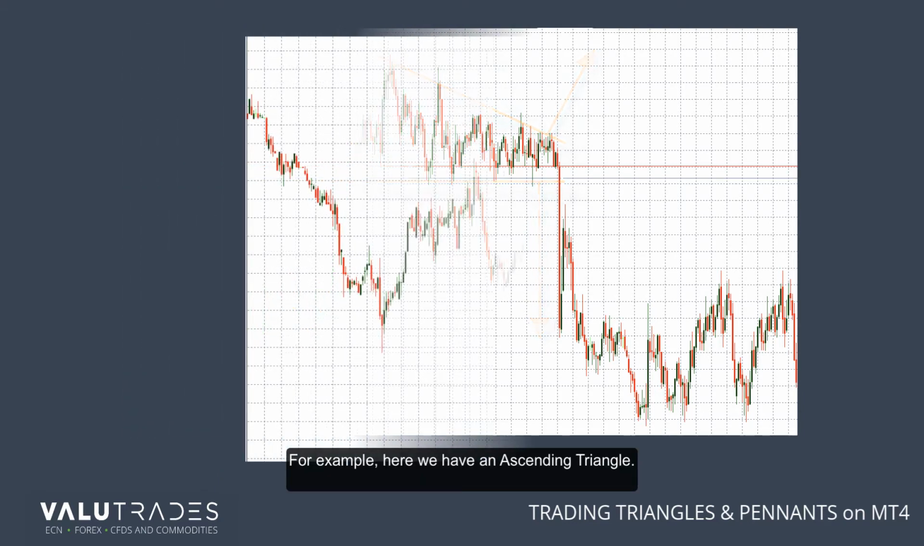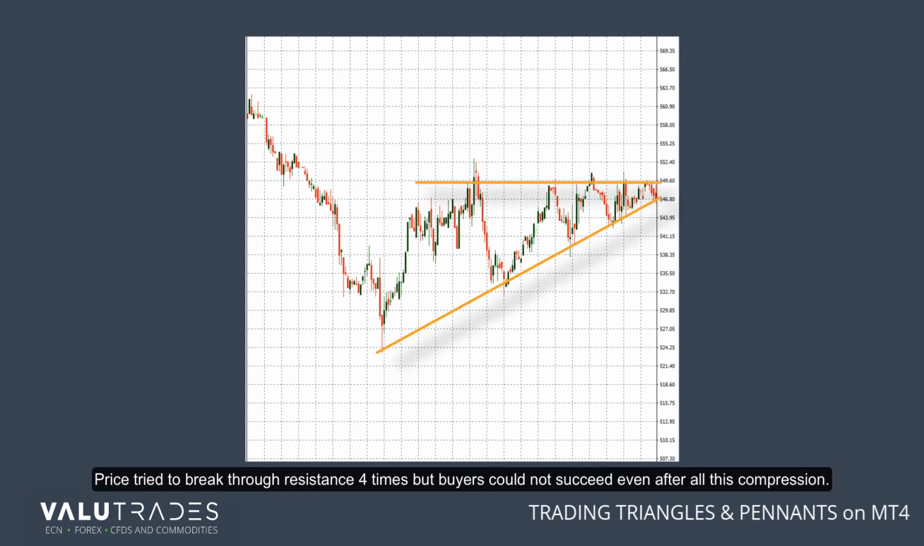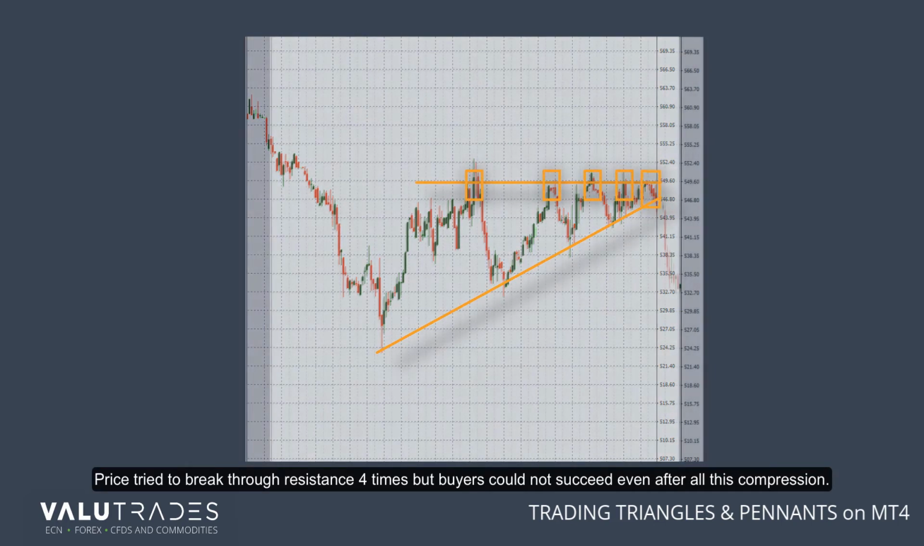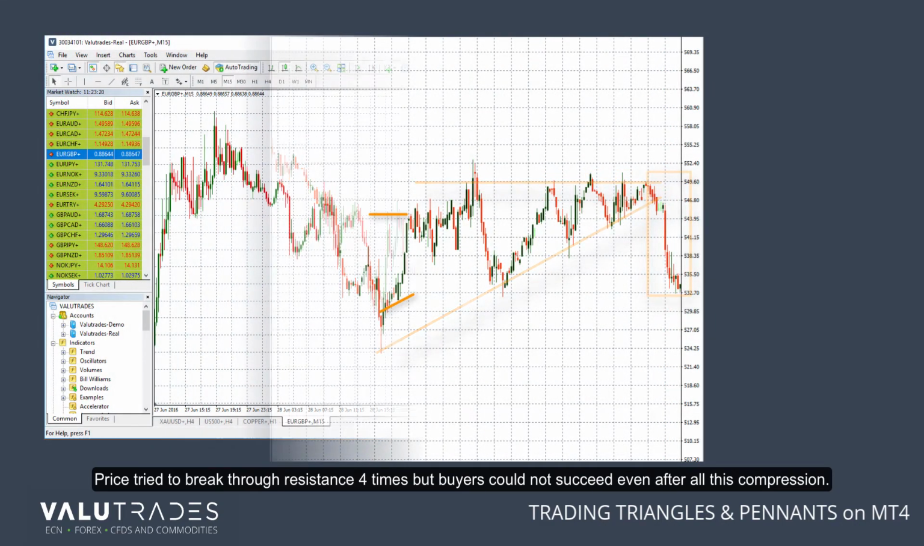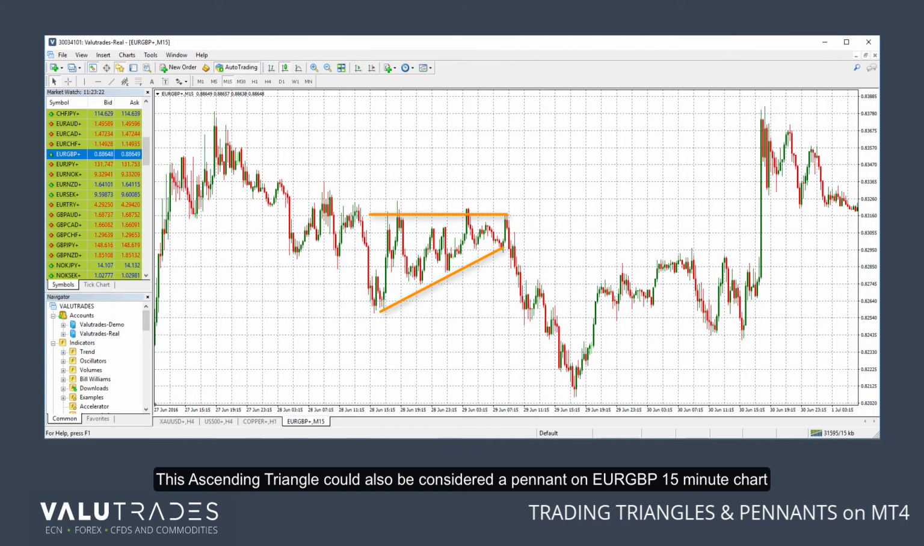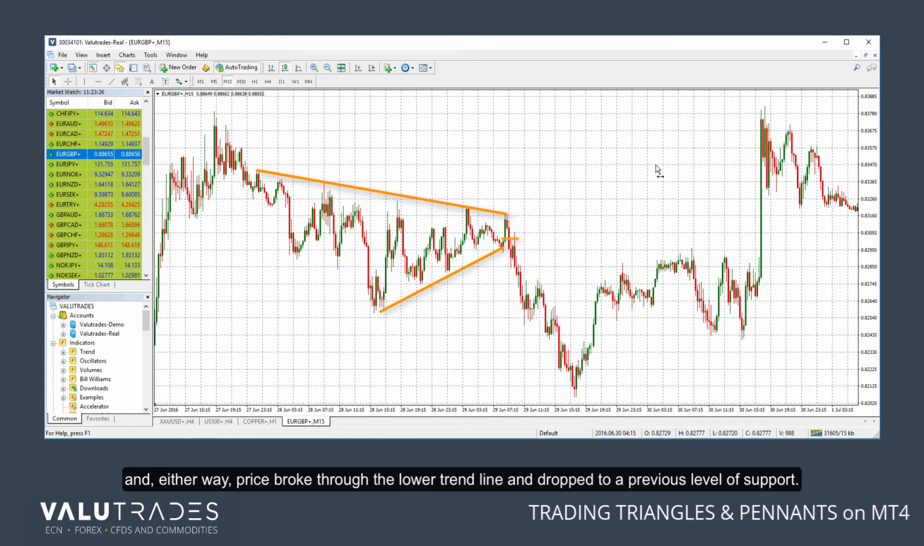For example, here we have an ascending triangle. Price tried to break through resistance 4 times, but buyers could not succeed even after all this compression. This ascending triangle could also be considered a pennant on this Euro-Pound 15-minute chart, and either way, price broke through the lower trend line and dropped to a previous level of support.